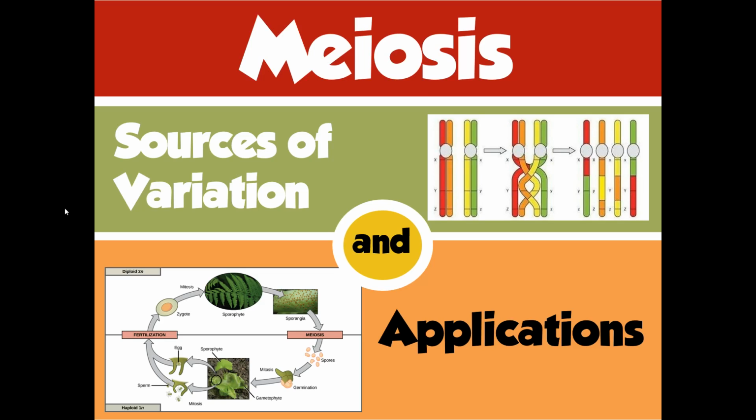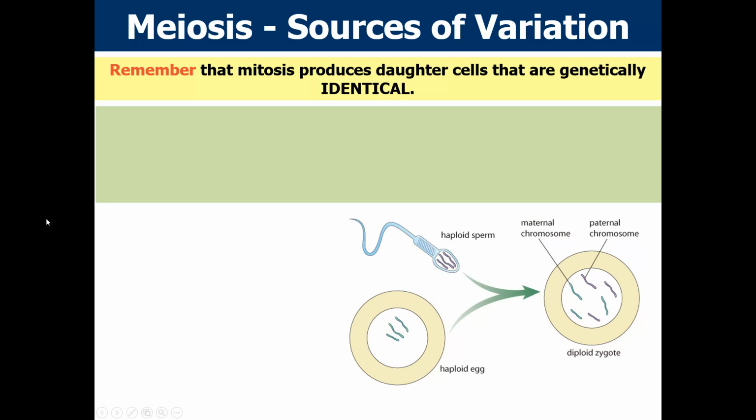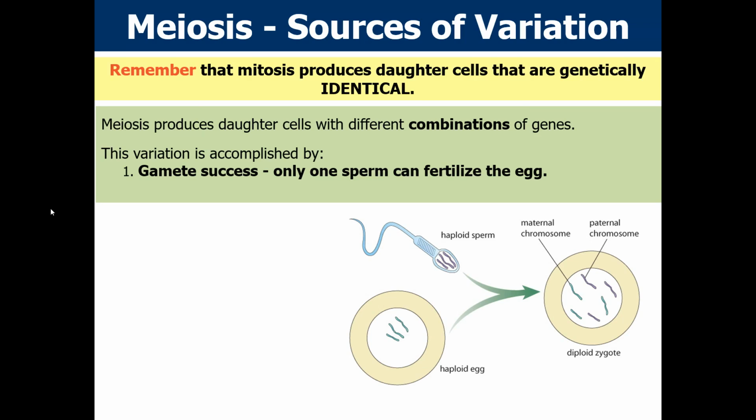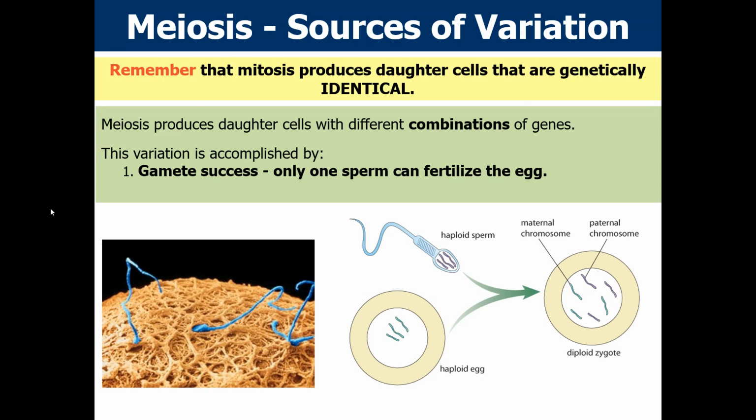Let's talk about meiosis, its sources of variation, and applications of meiosis. Remember that mitosis produces daughter cells that are genetically identical. Meiosis produces daughter cells with different combinations of genes. This variation is accomplished by gamete success. Only one sperm can fertilize the egg.